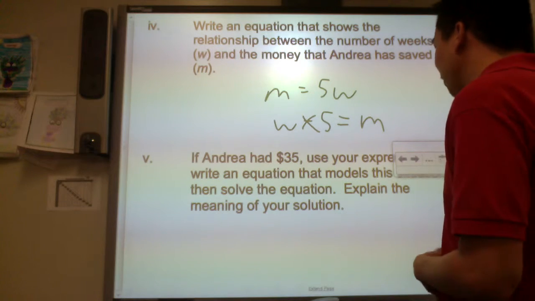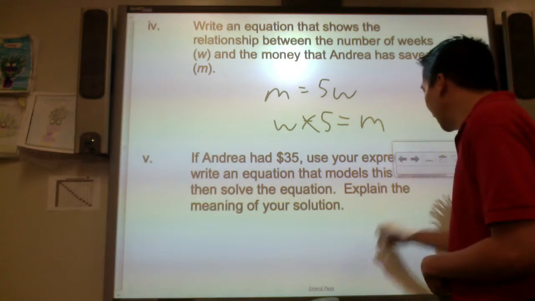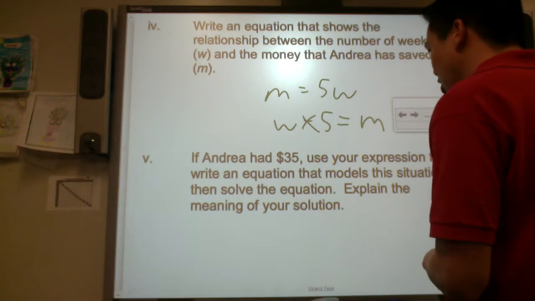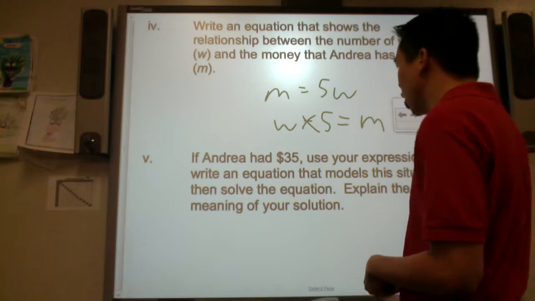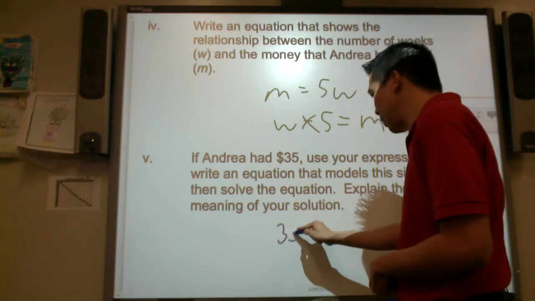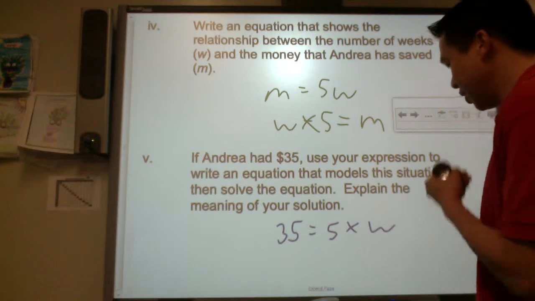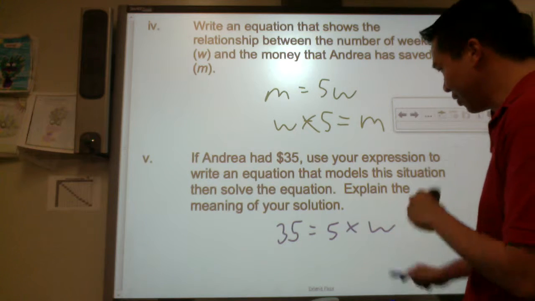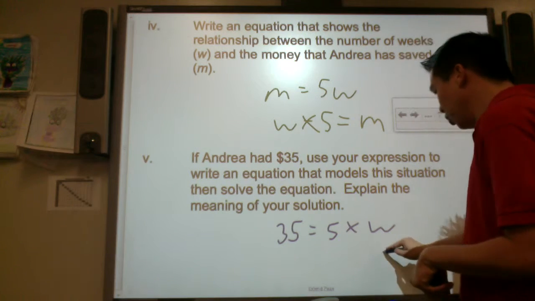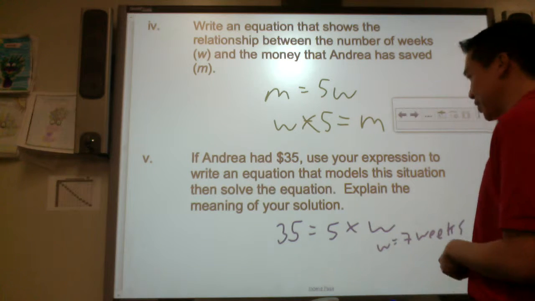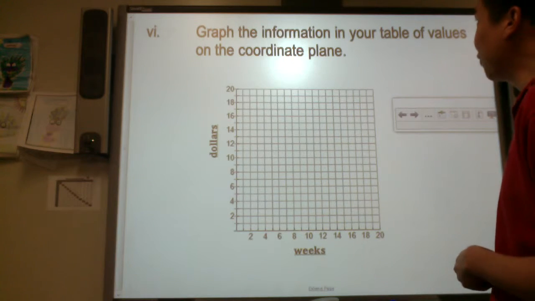If Andrea had $35, use your expression to write an equation that models this situation, solve the equation, and explain it. So she has $35. That's how much money she made: 5 times the number of weeks. So how many weeks would that be? 5 times W equals 35, so W equals 7. So it's 7 weeks.